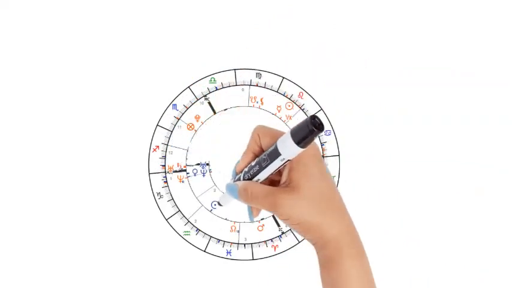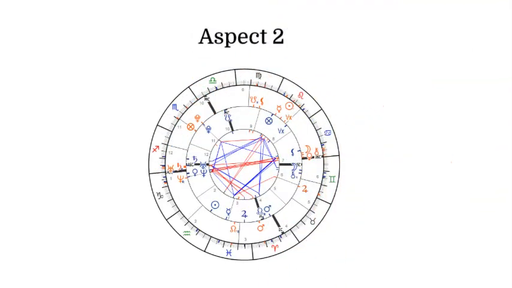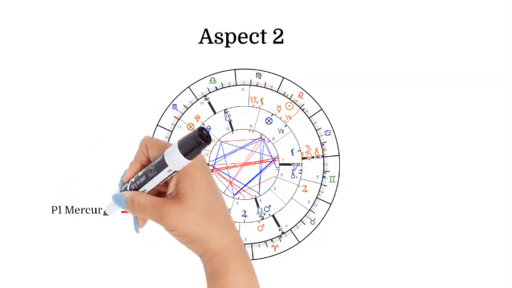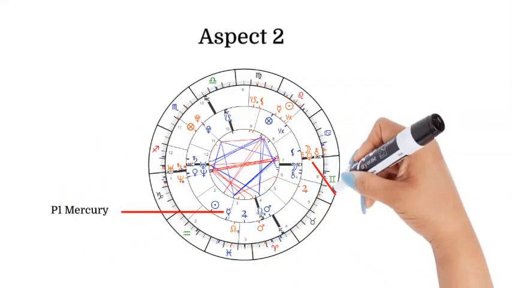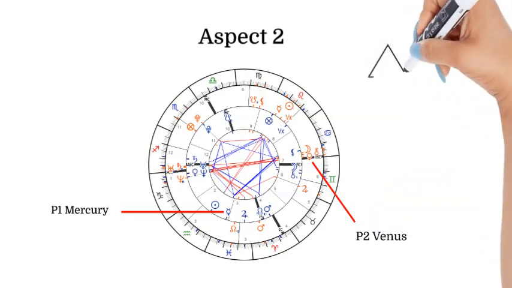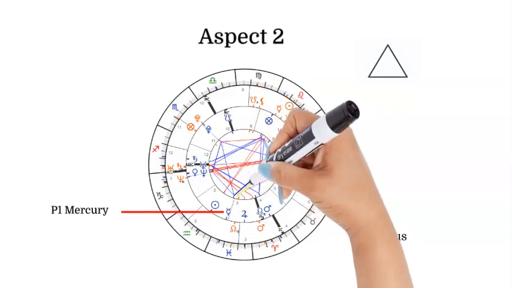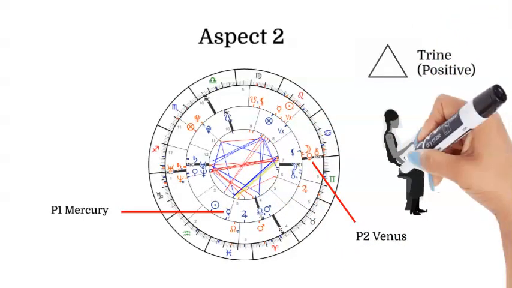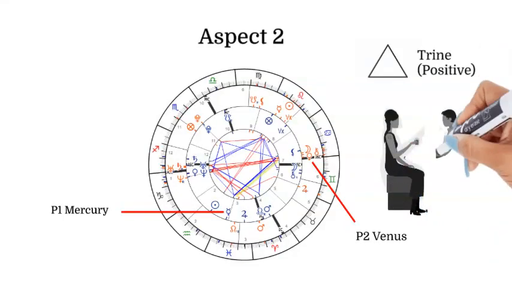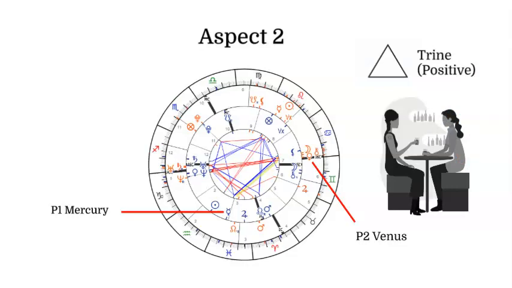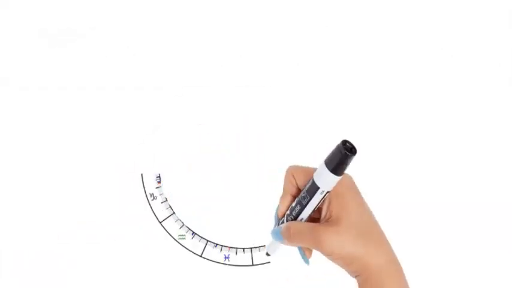Aspect number 2. Person 1's Mercury is in trine with Person 2's Venus. This is another beneficial aspect. Venus is the planet of love, and Mercury is the planet of communication. So a beneficial aspect between Venus and Mercury indicates that good communication between the 2 will help keep the relationship and the love alive. A trine aspect is a harmonious one. Communication would be the love language in this pairing. The 2 will understand each other well and interact warmly with each other.